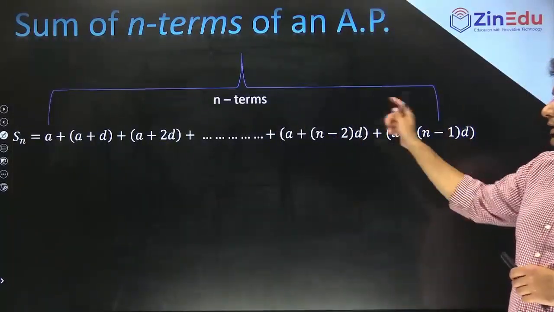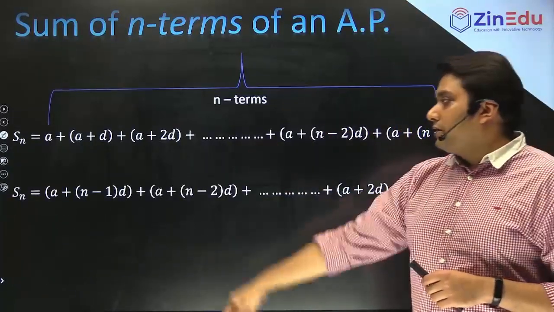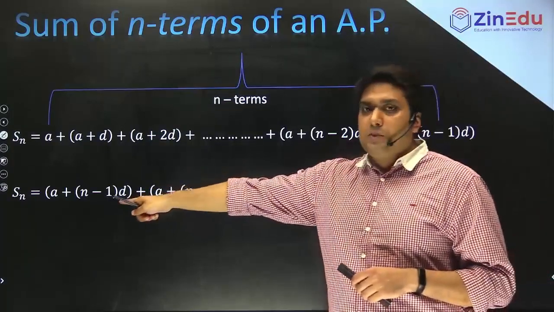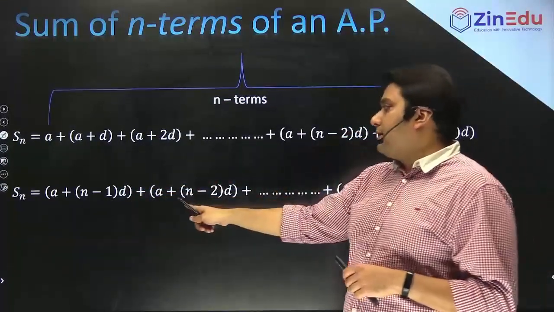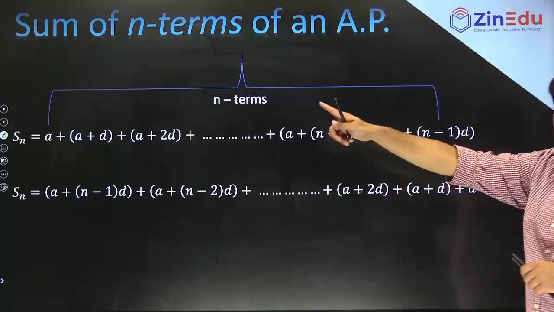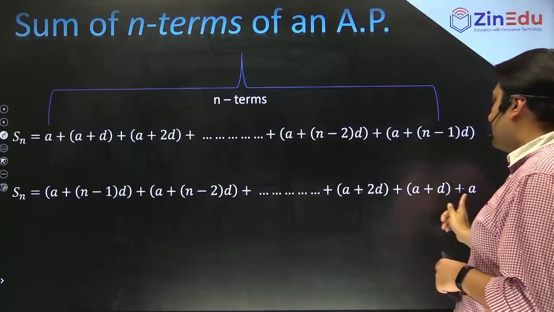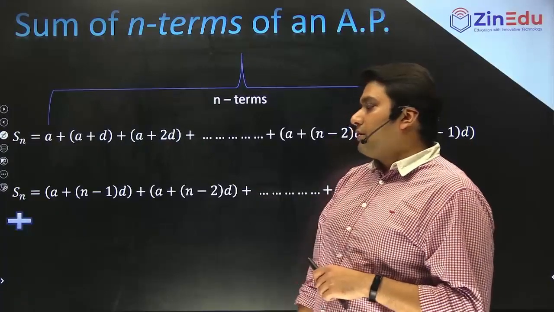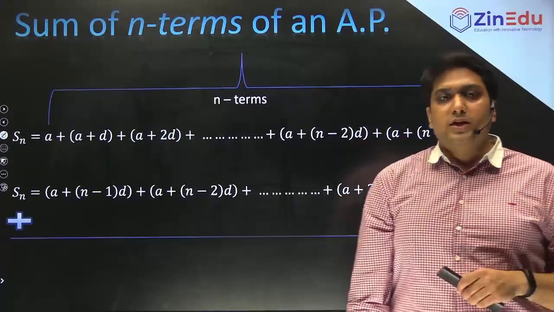So these are n terms, right? We will now be reversing this equation. The last term comes at the first place, the second last at the second place, and so on, and the first term of the above equation comes at the last place. Okay, so now I will be adding these two equations.